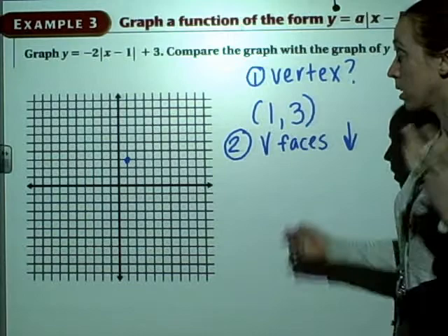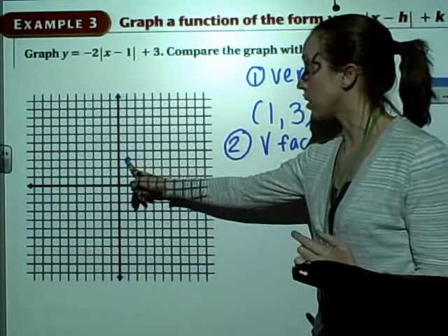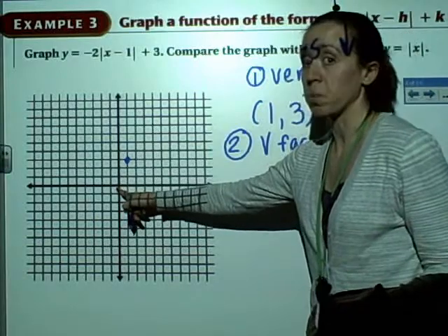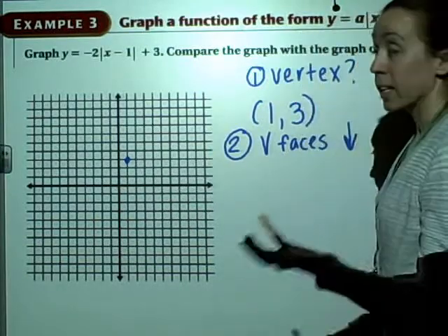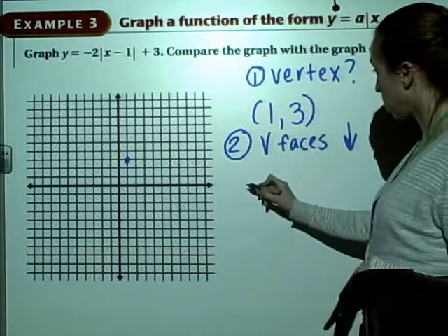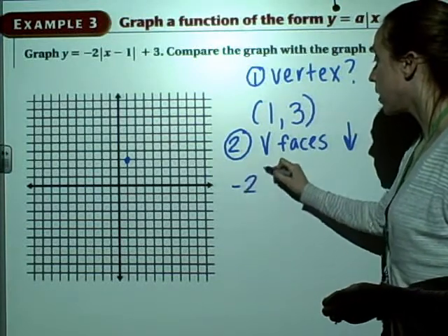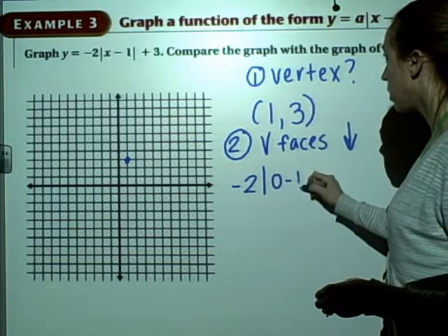Now we're going to pick a point. This is my vertex. So you know what? Let's pick something easy. Let's pick 0 and plug it in there. So then I can just reflect it over. So we're going to put 0 in for x, and that will tell me my y value.